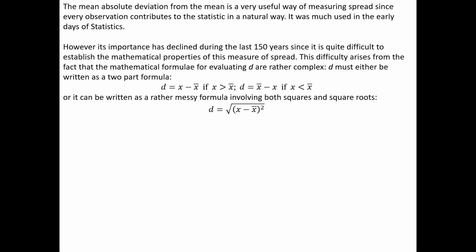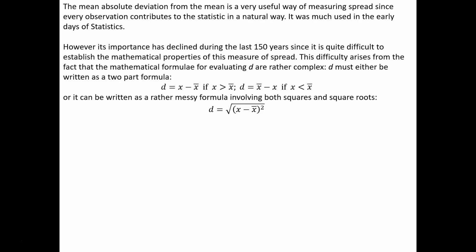It's worth noting that in the calculation of the mean absolute deviation from the mean, each piece of data that we have contributes to the calculation of this statistic. Historically, it was very much used in the early days of statistics. However, over the last 150 years or so, its importance has declined, since it is really quite difficult to establish the mathematical properties of this measure of spread. This difficulty basically arises from the fact that the mathematical formula for evaluating d is rather complex.